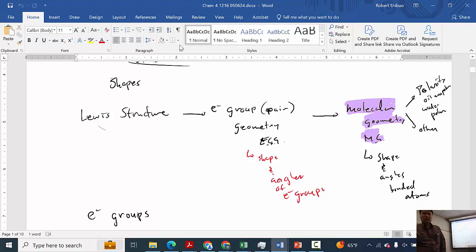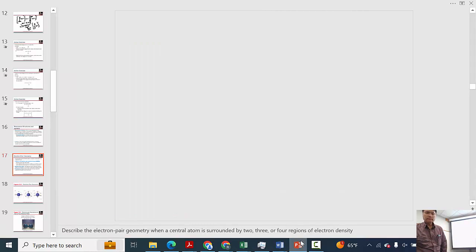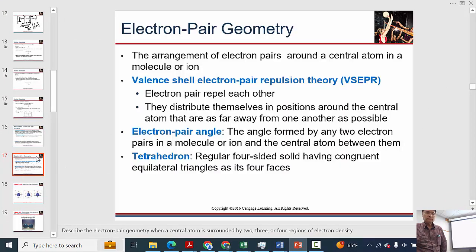And we can figure out other things too. And so the electron group geometry is what we call this here. They call it electron pair geometry, but I don't like using the term pair. I like using the term group. So electron group geometry. Because normally when we think of a pair, we're just thinking of two electrons, but it could be more, or it could be less. But anyway, it's the arrangement of electron groups around a central atom in a molecule or ion.